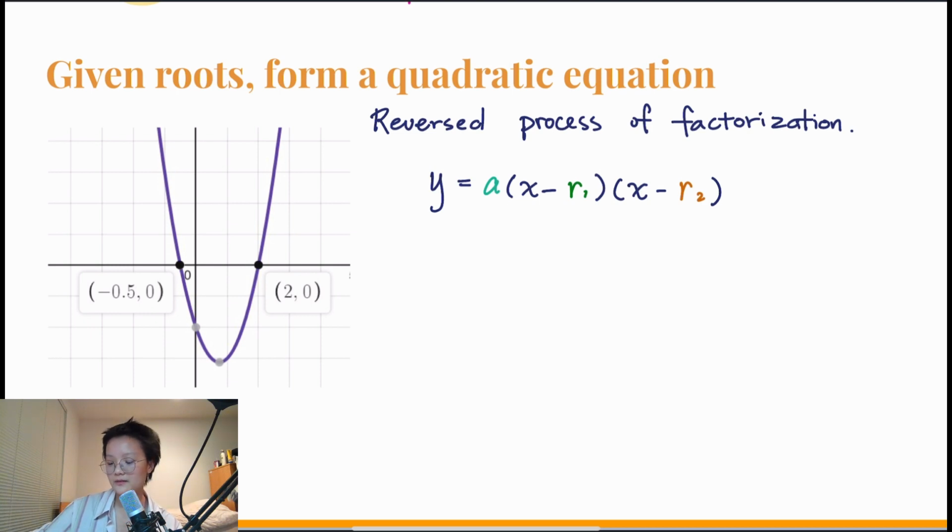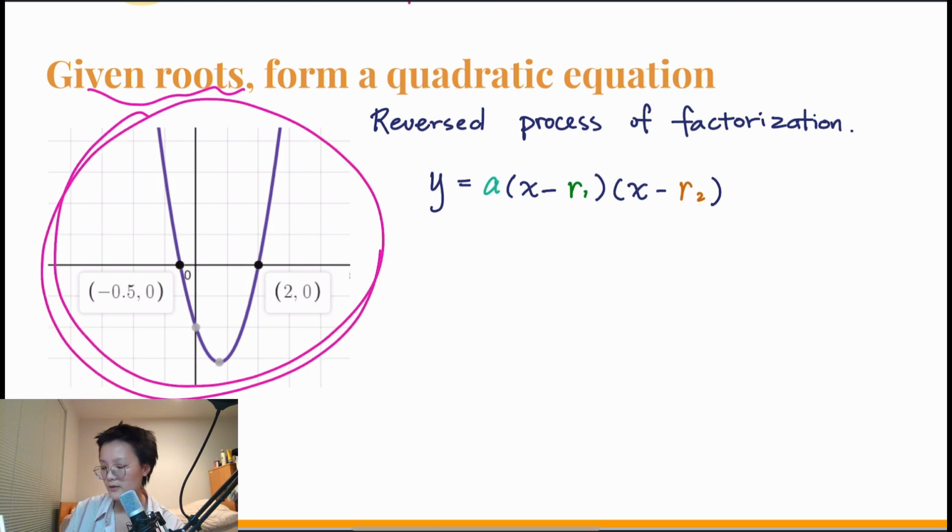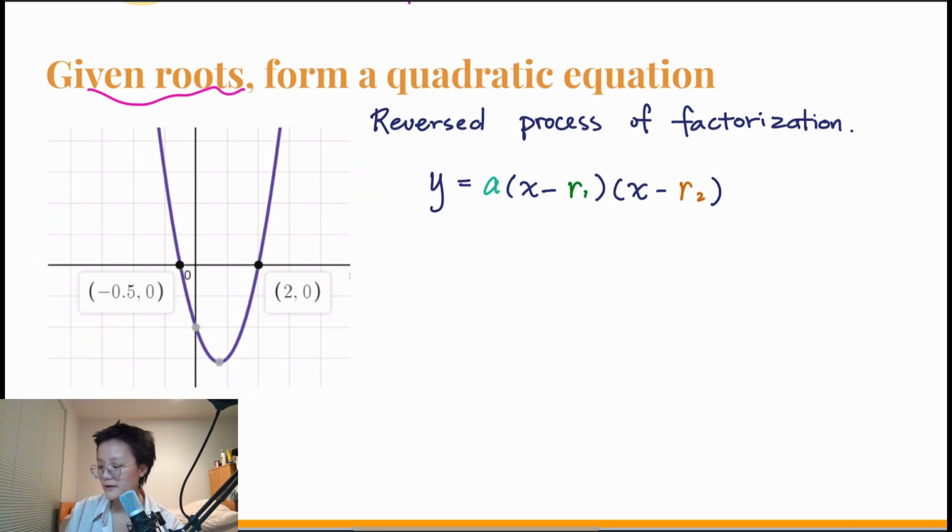Now we want to think about something. If we're given the roots, how do we write a quadratic equation for them? Let's say we're given this graph and we want to write an equation to represent it. This is where the factored form of the quadratic equation is useful. Remember that r1 and r2 here represent the two roots of the quadratic equation.